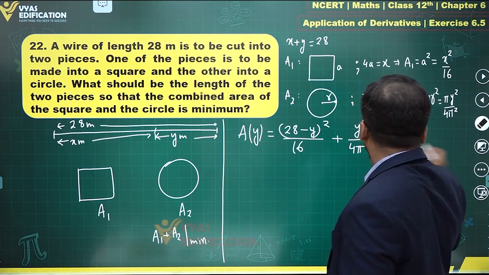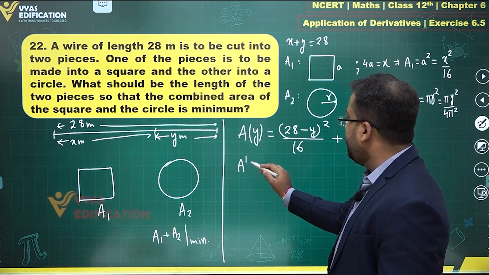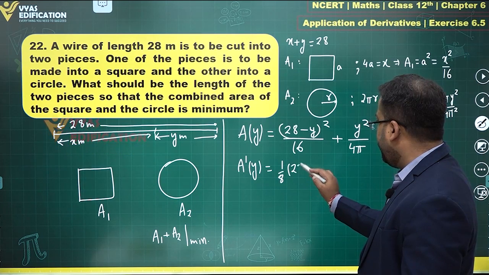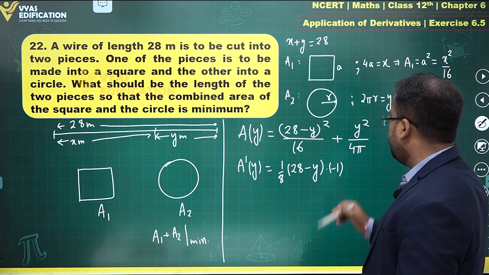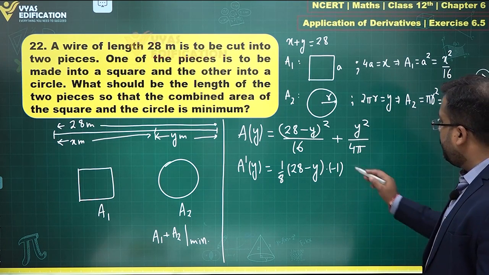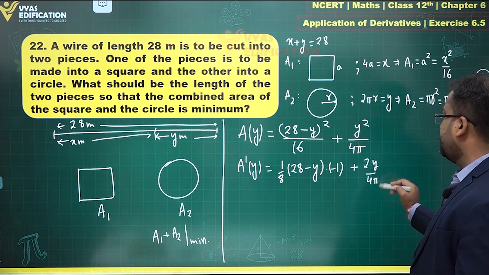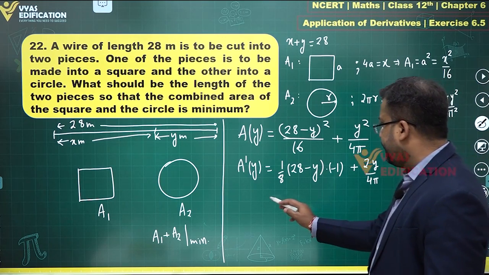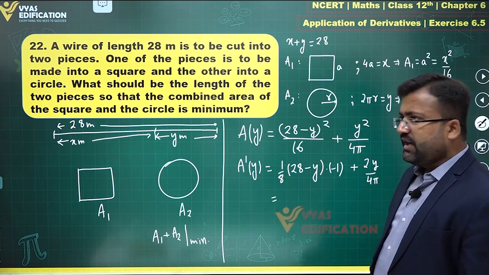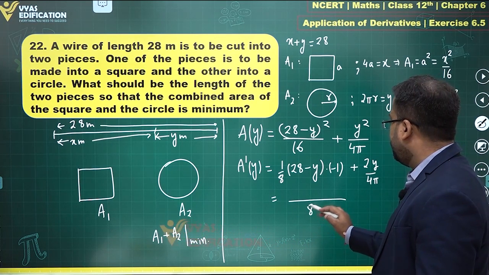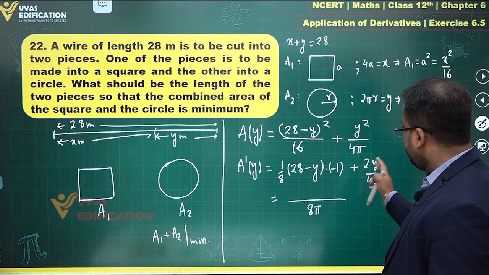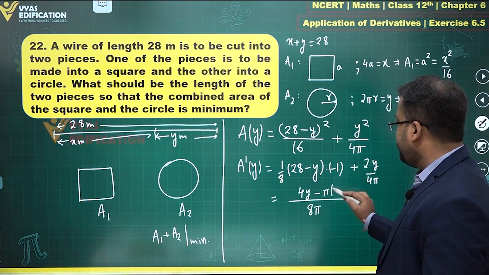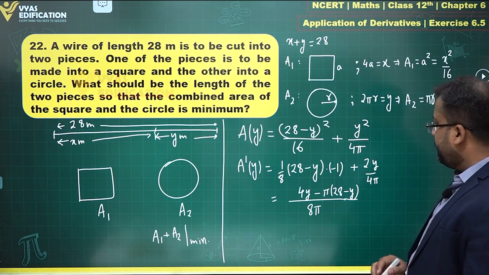So A prime y will be equal to what? This is equal to 2 times, this will become 1 by 8, 28 minus y and times minus 1. What will the other term be? y square upon 4 pi will become 2y upon 4 pi. This is what you'll get. Can we take the LCM and get the value of y from here? Yes. The LCM will be simply 4 pi into 8, which is 8 pi actually. This will become 2 times 2, 4y, and this has a minus, this will be minus pi times 28 minus y. Pretty interesting.